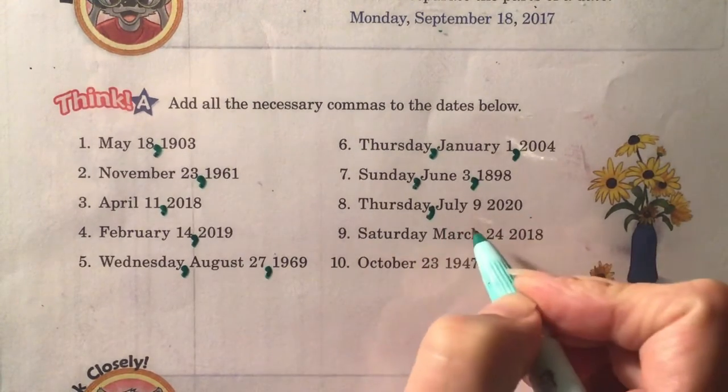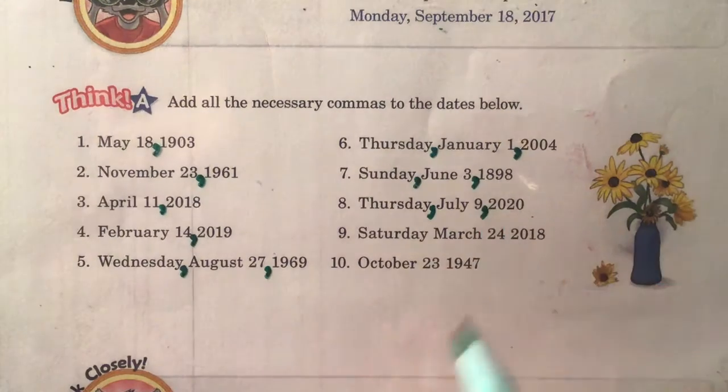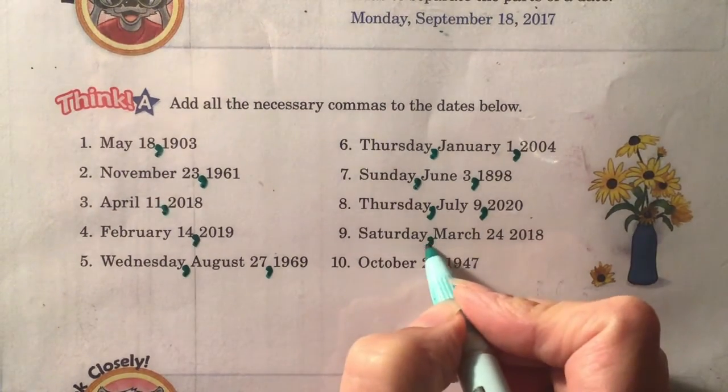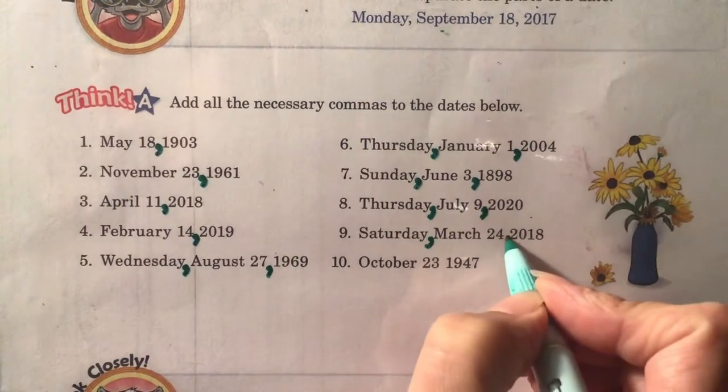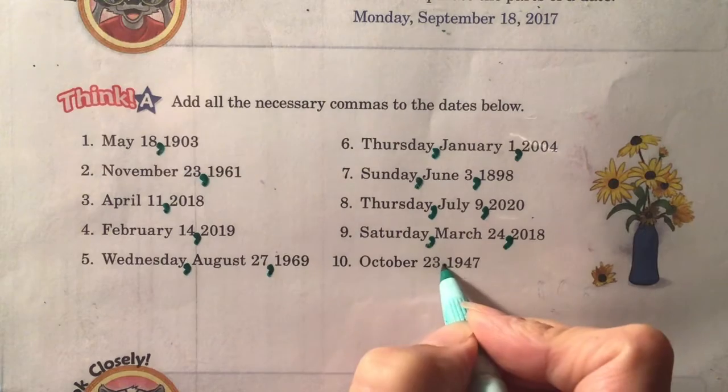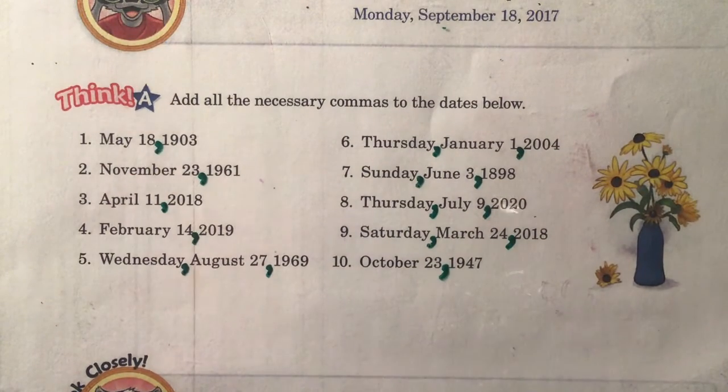Number 8, comma after Thursday and a comma after the 9 before the year. Number 9, we put a comma after Saturday and a comma after the 24. And this last one only needs one comma because they don't give us the day of the week.